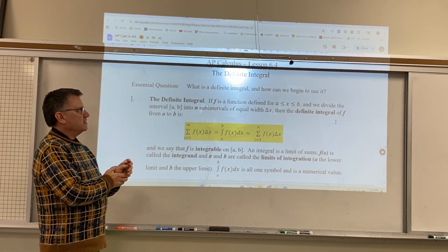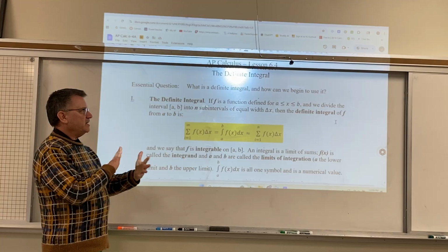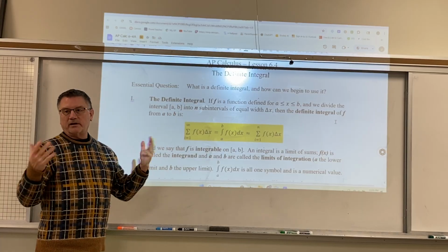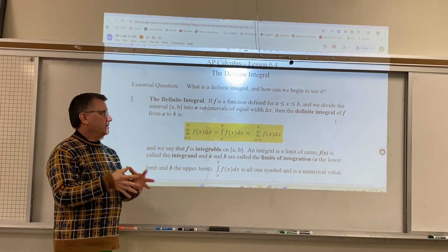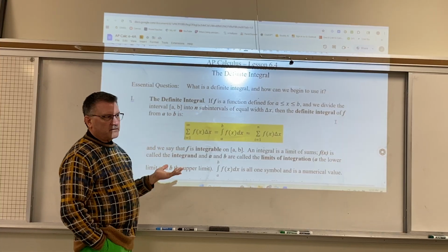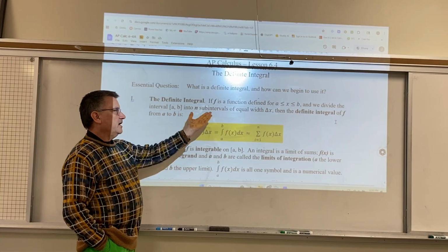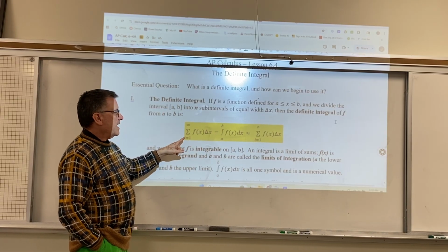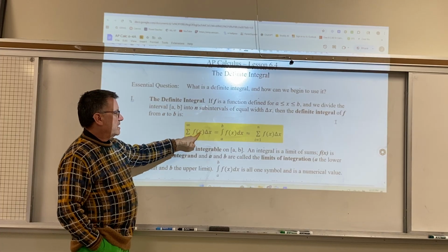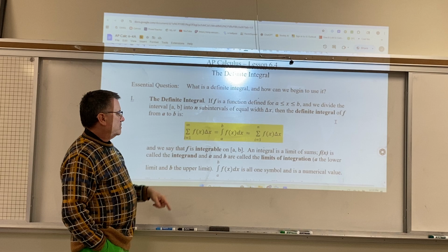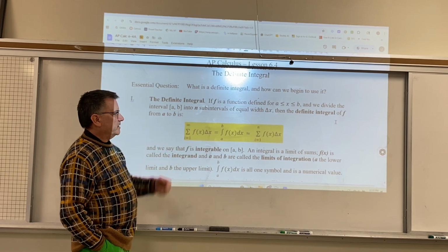So if f is a function defined on the interval I'm interested in, between a and b, we can divide the interval. As we've seen, this is all review stuff, just clumped together here. We can divide it into as many subintervals as I want, ideally with equal width, which would be called change of x. So we're going to add up all of these things, height times width, starting with 1, going to however many we have.